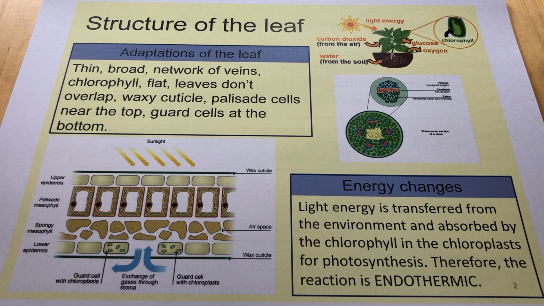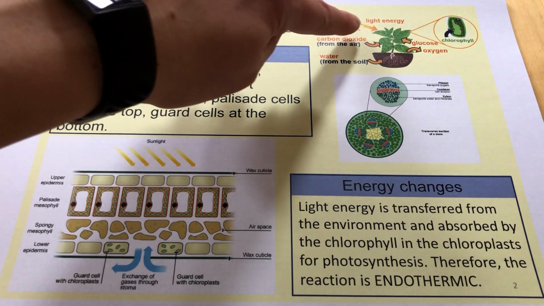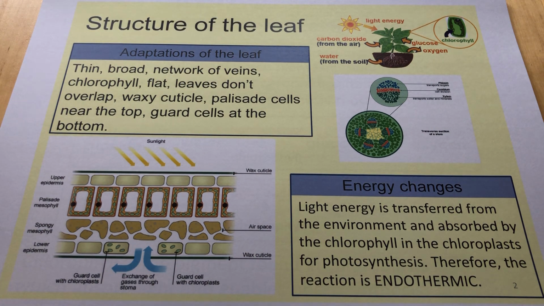When we look at celery and the stringy bits, that's our xylem and phloem, okay? And the veins on the leaf, that's our xylem and phloem. And we say that photosynthesis is an endothermic reaction because it's using that light energy for the reaction to take place. We would say that the reverse of photosynthesis, which is respiration, is an exothermic reaction, releasing energy, okay?